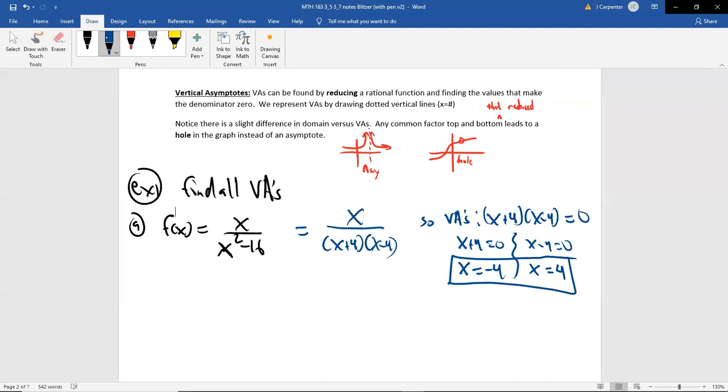If I asked you to graph this, over here at negative 4 and positive 4, you would just be drawing vertical dotted lines there. And then we'd have many more things to do after that. So those would be lines that our function can't cross. All right, B. And this one, the vertical asymptotes mirror the domain. The domain would be everything except negative 4 and positive 4.